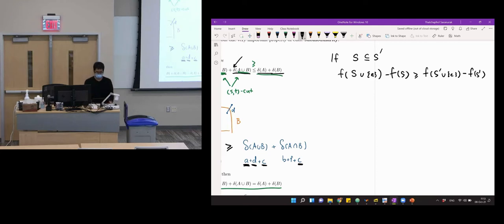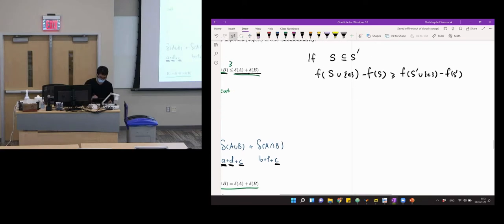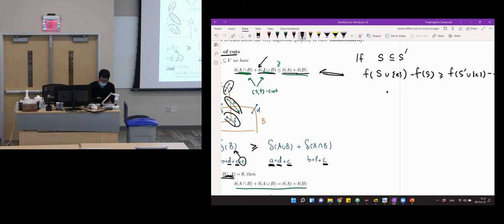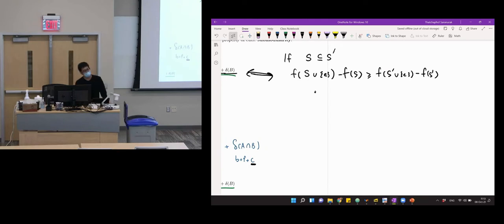Right. And this is basically equivalent to this. But this one has a better way to interpret it, I think. Yeah. That is a diminishing return.